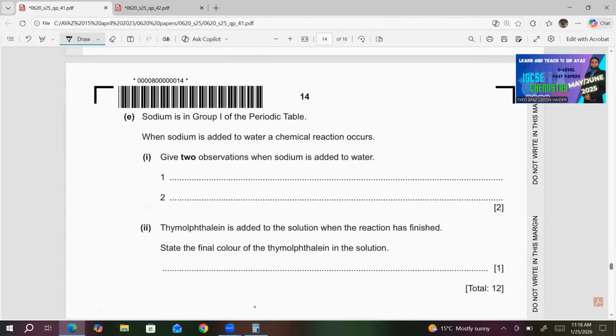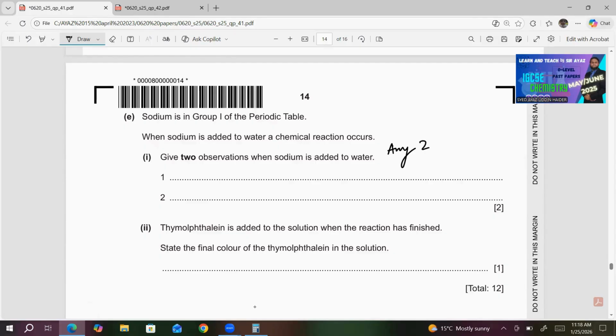Part E. Sodium is in group 1 of the periodic table. When sodium is added to water, a chemical reaction occurs. 1. Give 2 observations when sodium is added to water. So you can write any 2 of these observations.